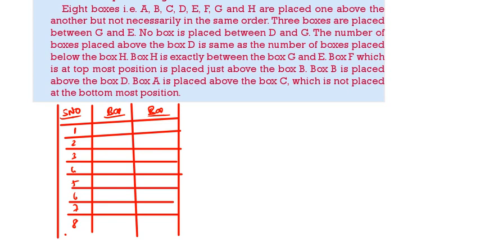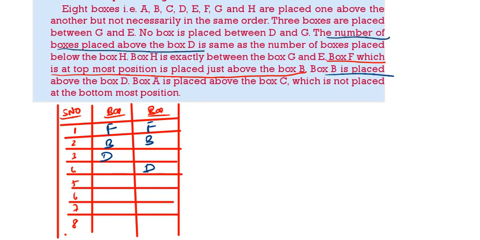Now see this one. Box F is placed at the topmost, which is just above B. B is placed above D. B is placed above D means you can take D immediately, or you can take one gap also. The number of boxes placed above D is same as below H. Here above D 2, below H also 2. Here above D 3, below H also 3.